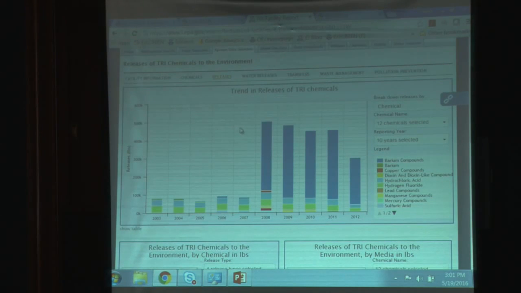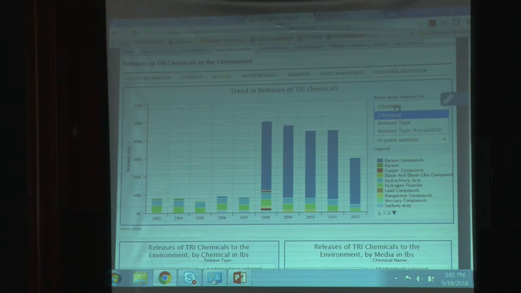So what we're looking at here is total releases from just the Fisk power plant from 2003 through 2012. At the peak year in 2008, there was about 378,785 total pounds of just barium that was put out into the surrounding communities into the air. And it looks like there was just under 500,000 total pounds. We can see that here there's 11,000 pounds of copper, 36,000 pounds of hydrochloric acid, 36,000 pounds of hydrogen fluoride.